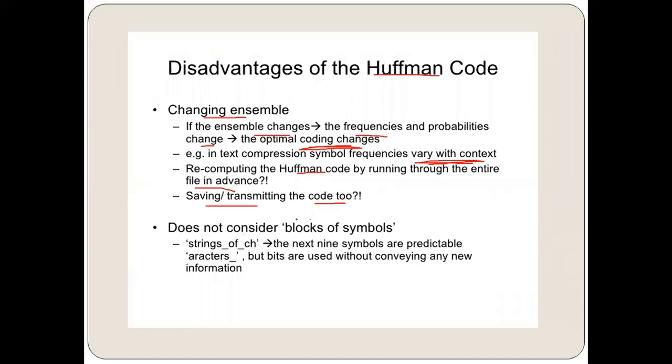And I told you the major drawback is that it does not consider blocks of symbols. It generates the code only for single characters. That is the major drawback, and this drawback is overcome by arithmetic coding, right? Strings of characters: the next 9 symbols are predictable characters, but bits are used without conveying any new information. So that is the disadvantage.